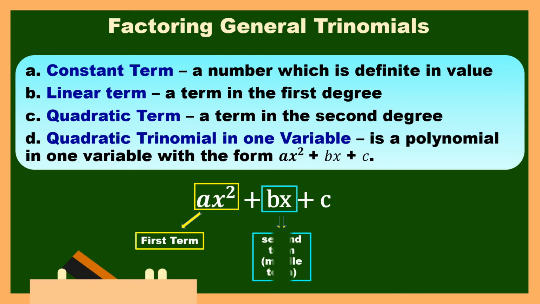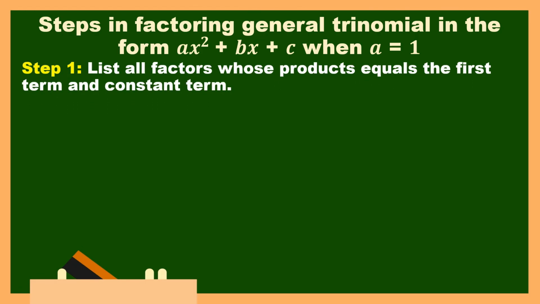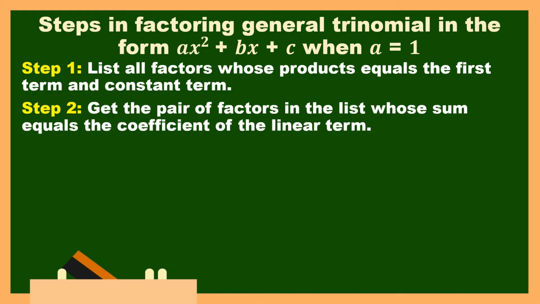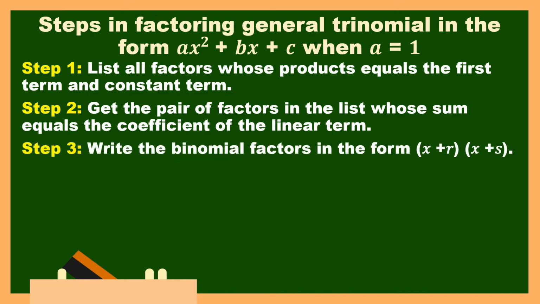And bx is the second term or the linear term. And c naman ay ang third term natin o yung tinatawag nating constant term kasi ito ay number lang. These are the steps in factoring general trinomial in the form ax squared plus bx plus c when a is equal to 1. Step 1. List all factors whose products equals the first term and the constant term. Step 2. Get the pair of factors in the list whose sum equals the coefficient of the linear term. Step 3. Write the binomial factors in the form the quantity x plus r times the quantity of x plus s.